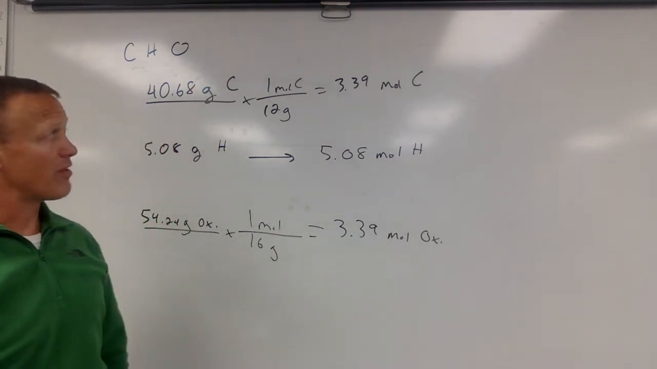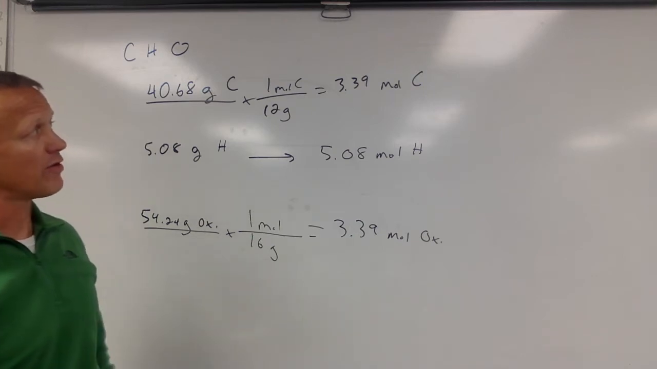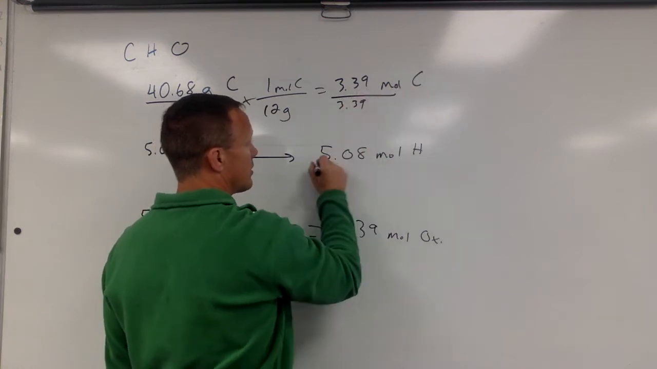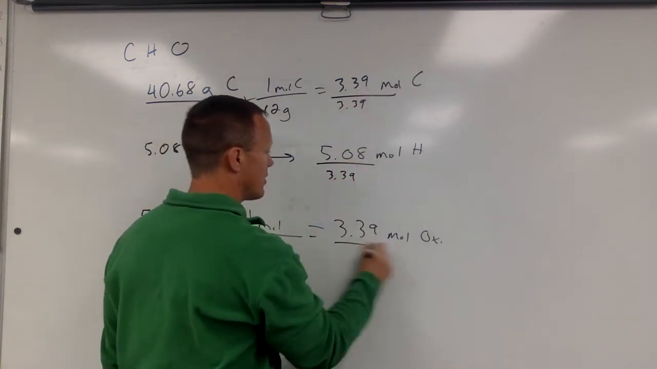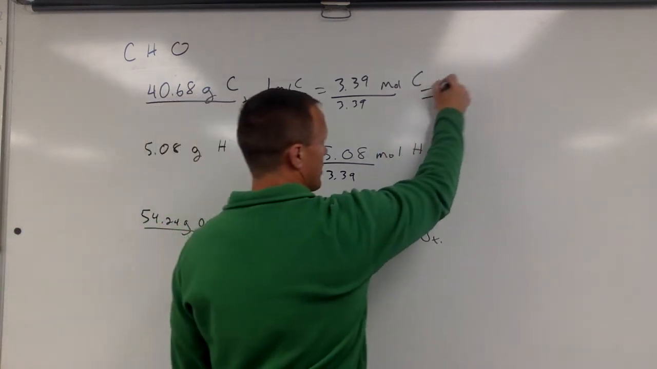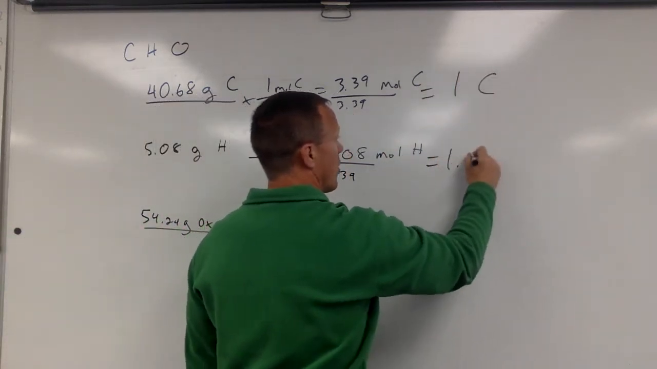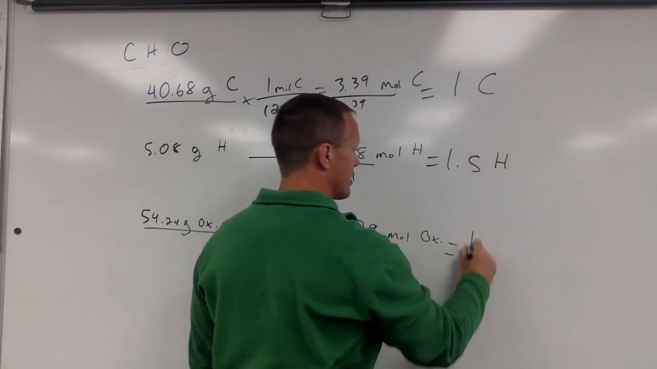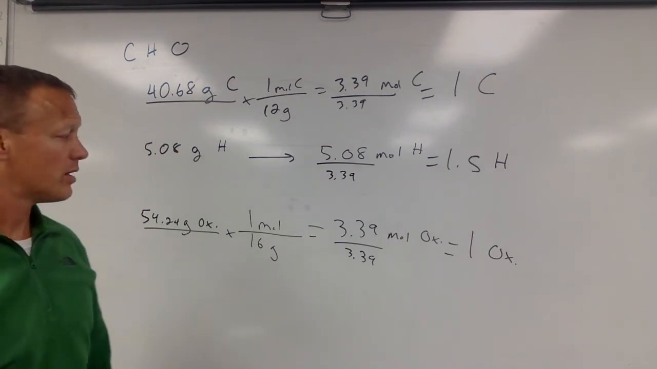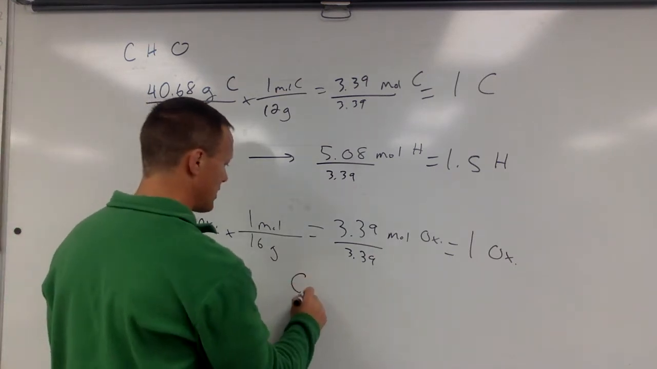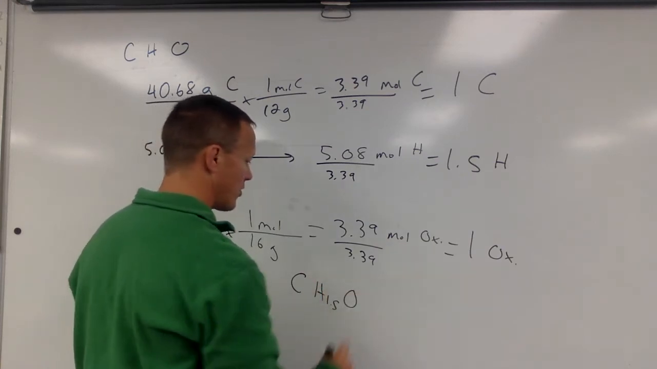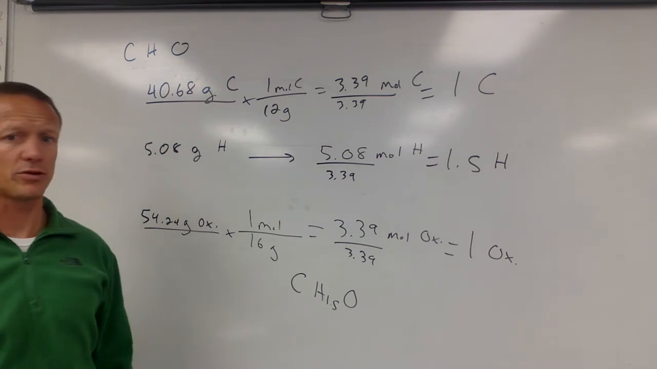We need to divide them all by the smallest to get a whole number ratio of each element to itself. So divide by 3.39, divide by 3.39, divide by 3.39. When we do that, we end up with a 1 for carbon, 1.5 for hydrogen, and 1 for oxygen. So it's a 1 to 1.5 to 1. But we still can't write the formula like that. We can't go C1, H1.5, O1. So we need those to be whole numbers.